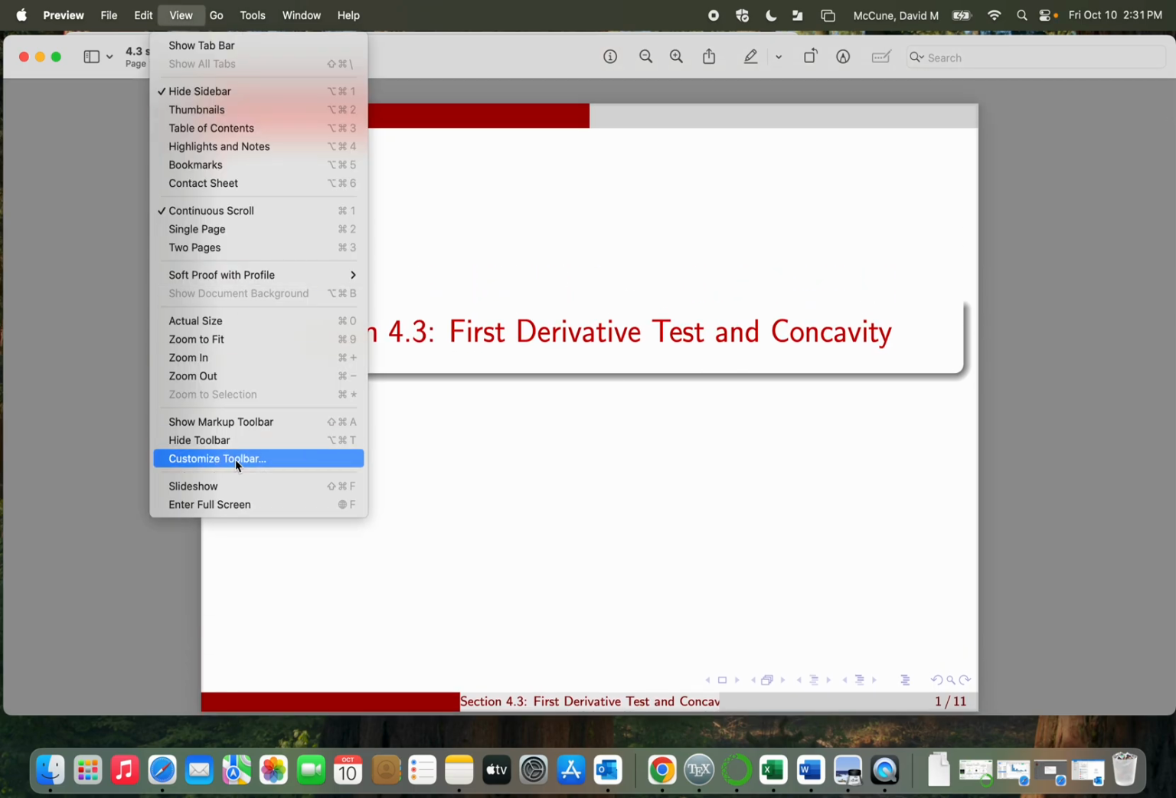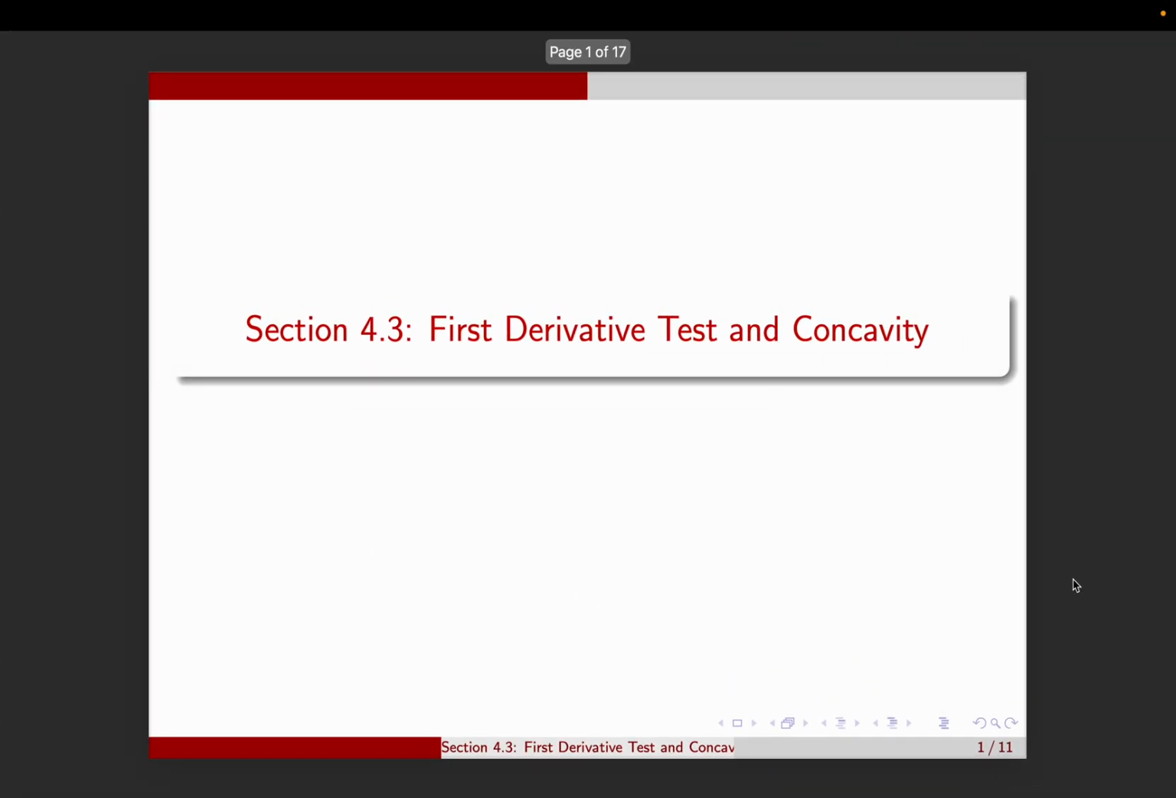Hey there everybody, and welcome to a video on section 4.3. This video is about two topics, the first derivative test and concavity, but they are both related. To figure out concavity, a term I'll define later, you use the same logic as the first derivative test.